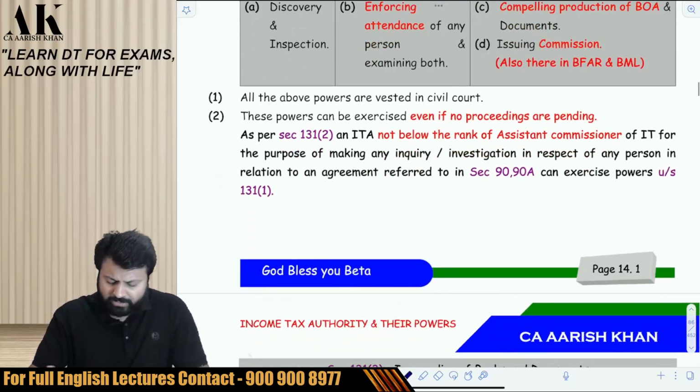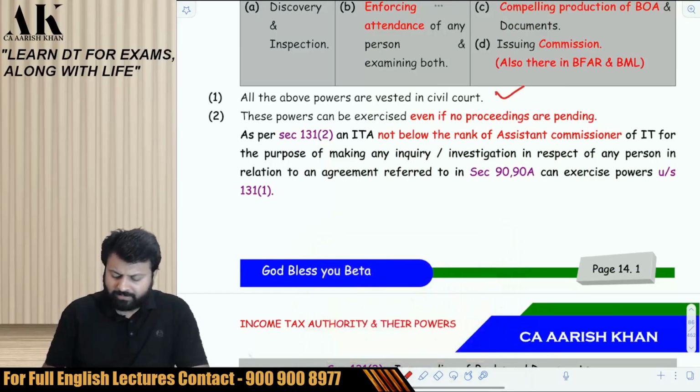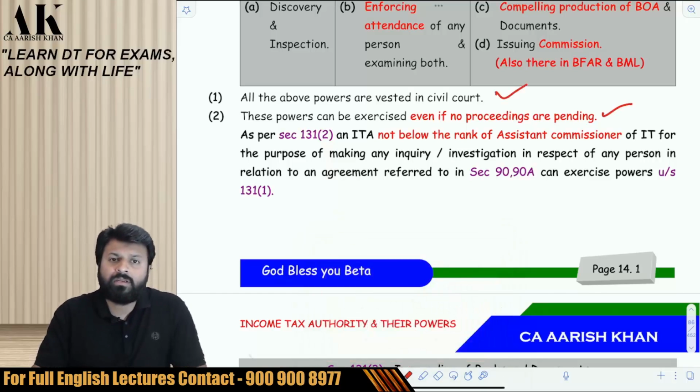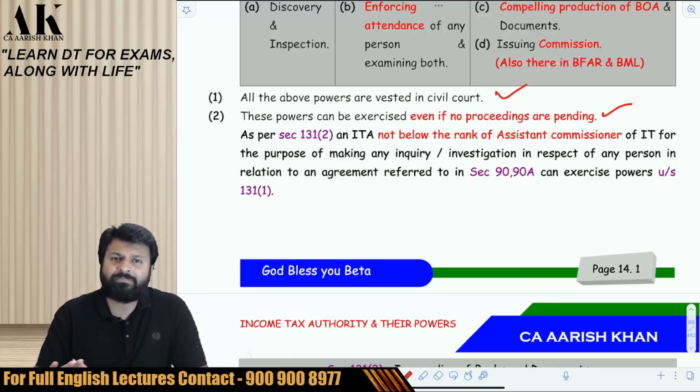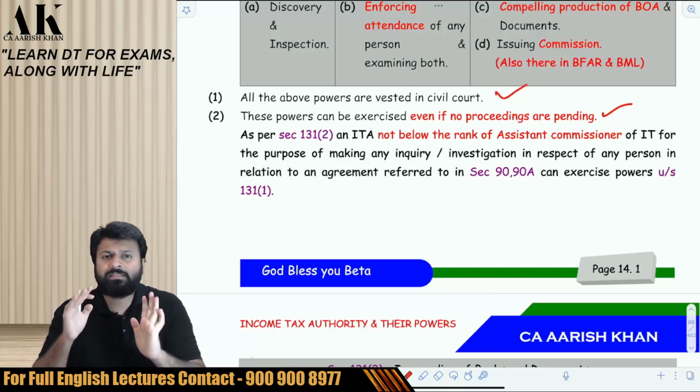Now, as it is mentioned over here, these powers are generally vested with the civil court. Generally, civil courts have these powers, and these powers can be exercised even if the officer does not have any proceeding pending in front of him. Pendency of proceeding is not necessary to exercise these powers. It is absolutely not necessary. Okay, it can be exercised at any moment.